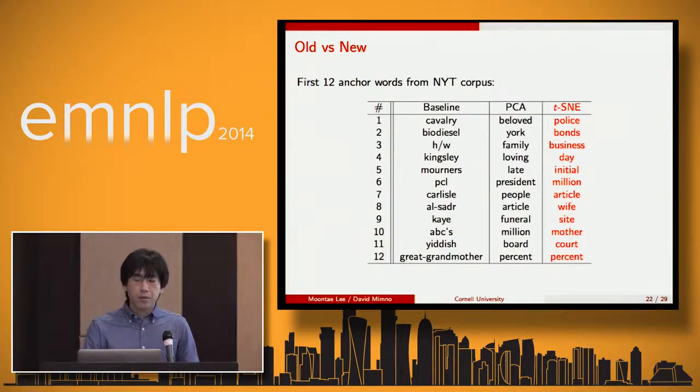And see this table. It illustrates the baseline anchors in the first column and the anchors coming from the t-SNE model in the third column. So the anchors from the baseline models are either very eccentric or possibly typos, whereas our anchors are more general.